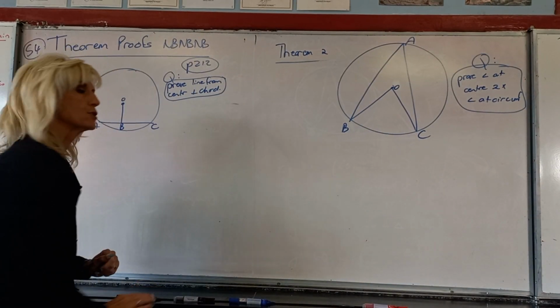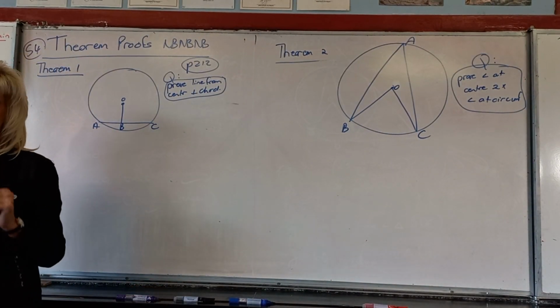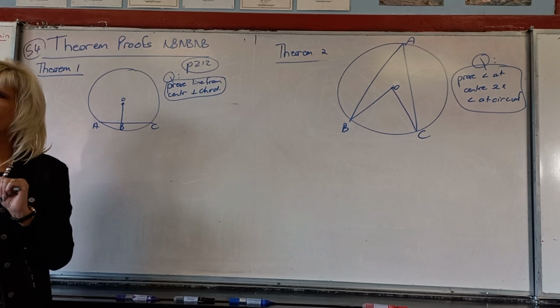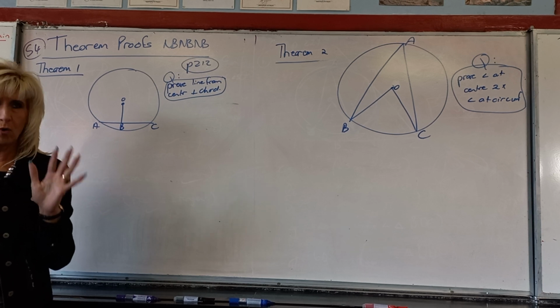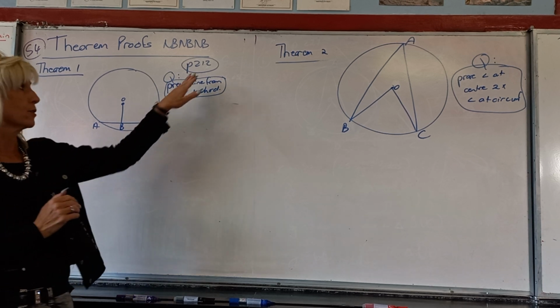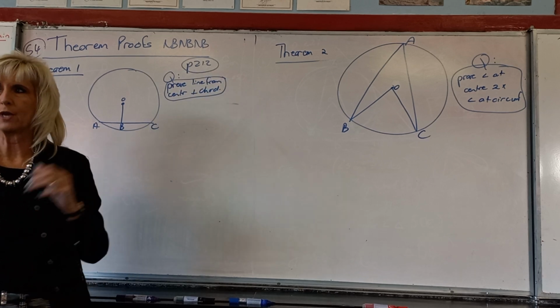Alright, it's either good news or bad news if you are lazy. There are 4 proofs. How many theorems are there? 9. All of them do have proofs, and they are all in your textbook, starting from page 212. They put them all together there.